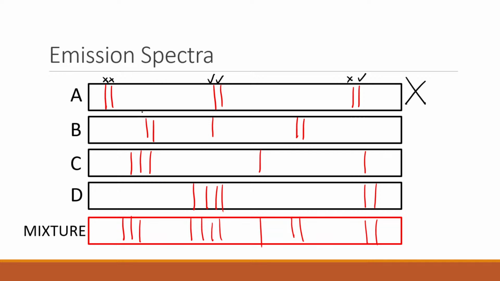B has all of its lines show up. So B is part of the mixture. C has all of its lines show up. So C is in the mixture. D has all of its lines show up. D is in the mixture.